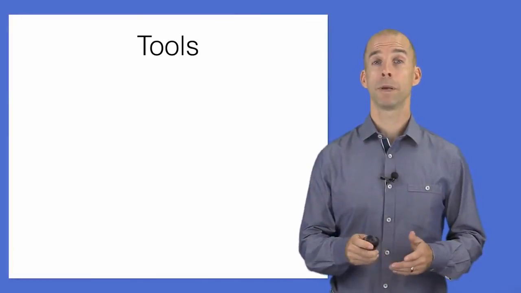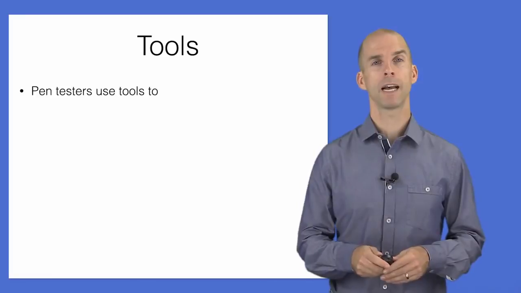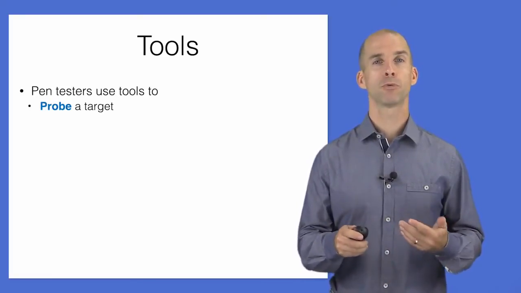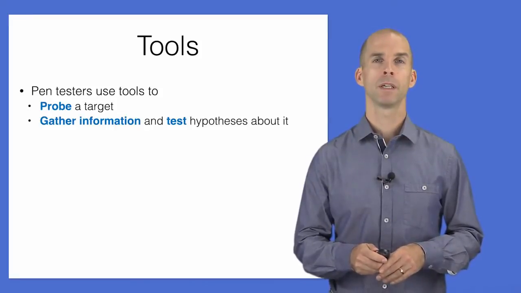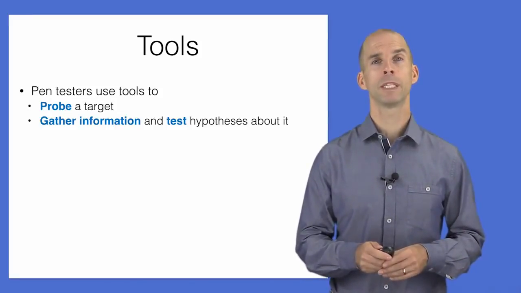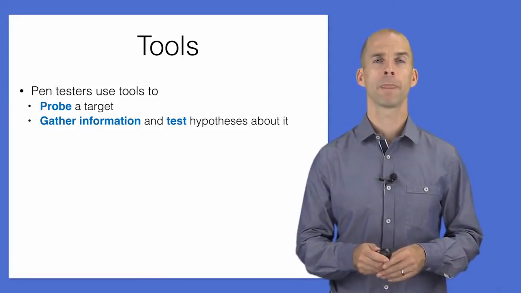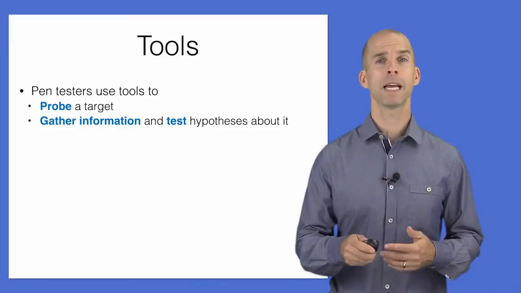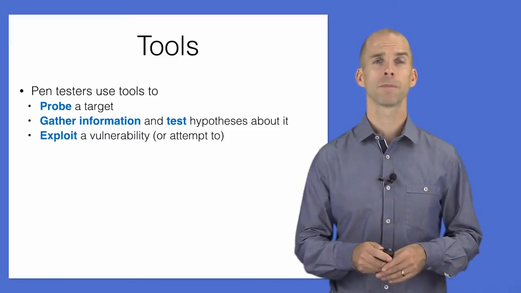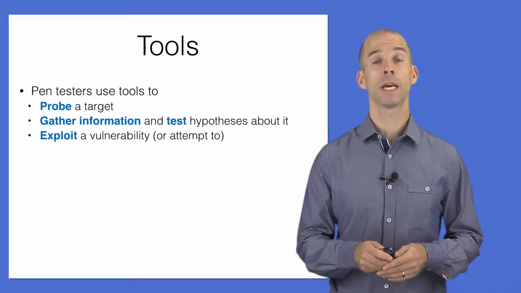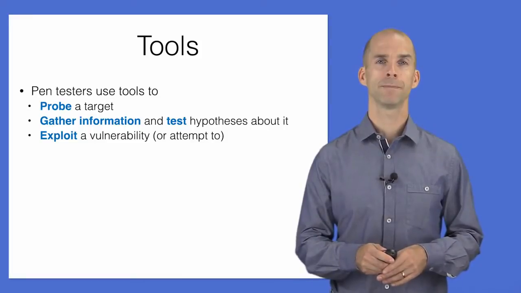Now let's talk about some pen testing tools. Pen testers use tools for a variety of tasks. They use them to probe the target system, to understand important characteristics about it. Pen testers also use tools to gather information about a system and perhaps test hypotheses about it. For example, they may see how it responds to certain sorts of stimulus. Finally, pen testers will use tools to actually exploit a target system, to demonstrate an actual vulnerability in it.